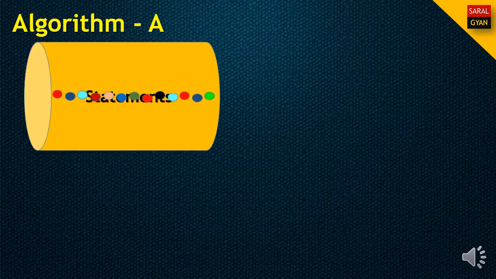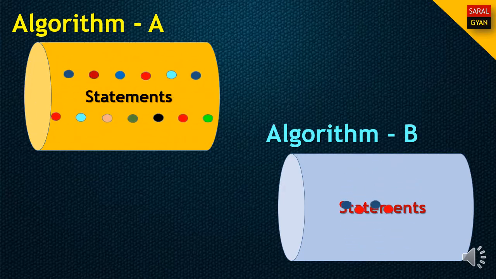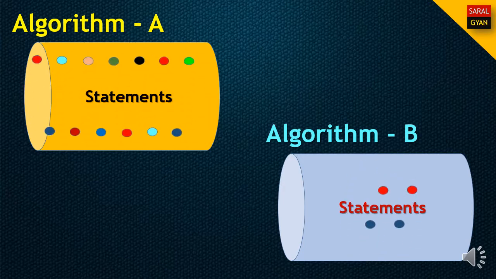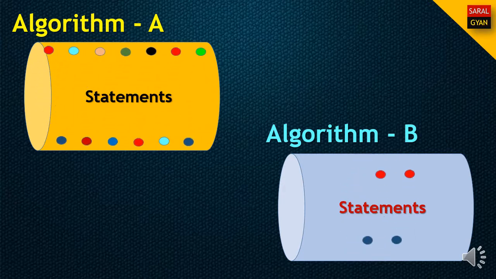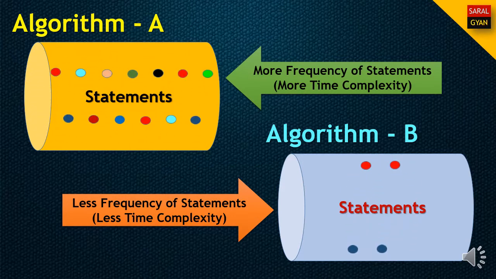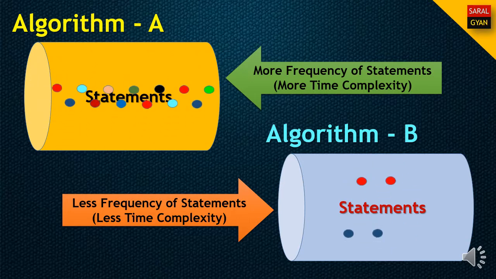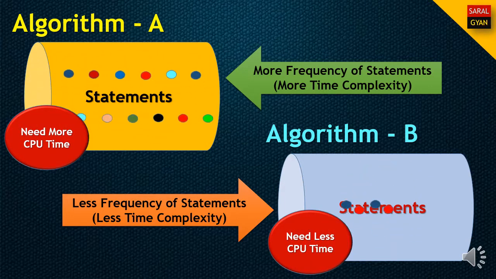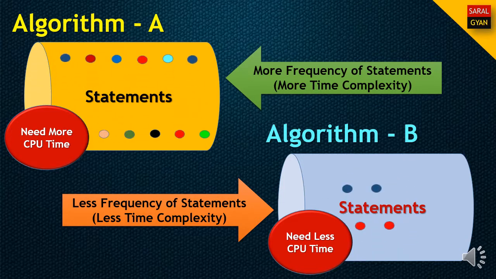Let us consider one example where algorithm A has more statements and algorithm B has fewer statements in order to solve a common problem. Since the number of statements is more in A in comparison to B, there is more frequency of statements, and hence algorithm A has more time complexity in comparison with algorithm B.